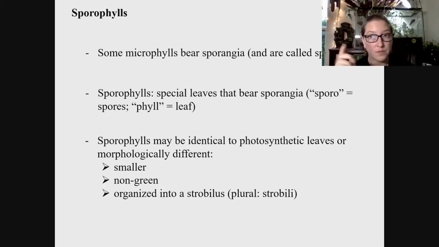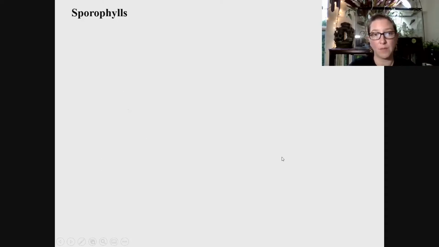In the lycopods, Selaginella and Lycopodium, sometimes the sporophylls look like microfills, the same as the microfills that don't have any sporangia on them. In that case, they'll be green and photosynthetic and look the same. Other times, the sporophylls are smaller, not green, and arranged into a new structure for us, which is a strobilus, and the plural is strobili. This is another term that might seem scary, but we're going to encounter it a lot today, so you'll have a lot of repetition.